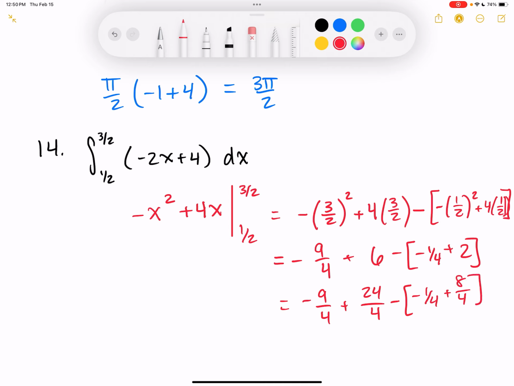And now I can just combine everything as I go. So negative 9 plus 24, oh, 15. In here I've got a positive 7 over 4, but I'm subtracting, so it's going to be 8 over 4, which reduces to 2. And that would be the answer to that one.